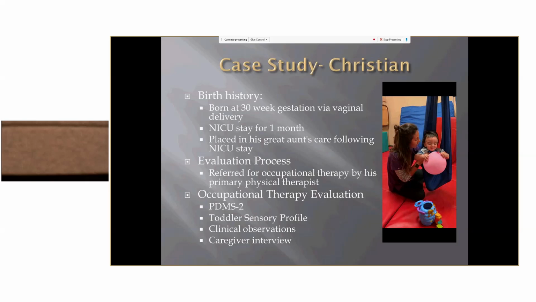He was just learning to crawl when he came to us, but he wasn't really allowing his head to go into different positions, and he did not want to bear weight on his feet at all, with or without shoes. So she was suspecting some kind of sensory processing concern, so she referred us for occupational therapy evaluation. We completed the Peabody Developmental Motor Scale. We provided his caregiver with the toddler sensory profile, and we went through our clinical observation and our caregiver interview.